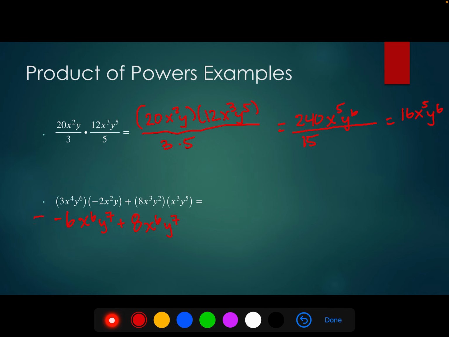And now we have these two like terms that we can combine and simplify, right? Remember, like terms, same variables raised to the same powers, so we can go ahead and combine them, right? And when we combine by adding or subtracting, all that's changing is the coefficient, not the exponents, just the coefficients. So when we combine these by adding and simplify them, we get 2x to the 6th, y to the 7th.